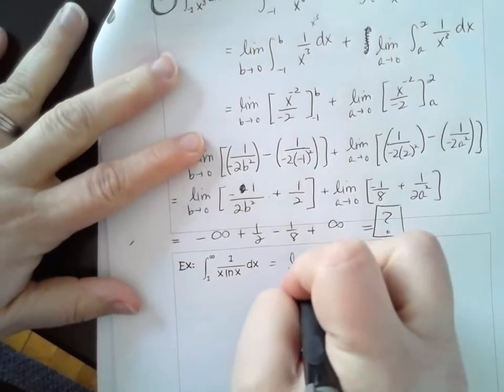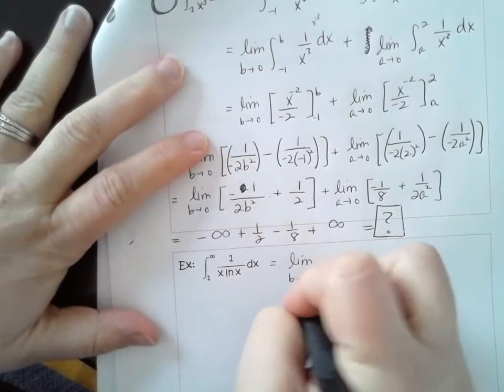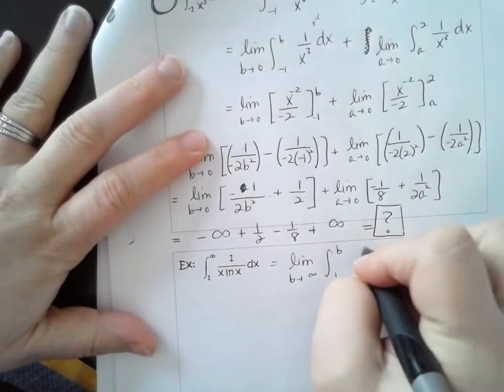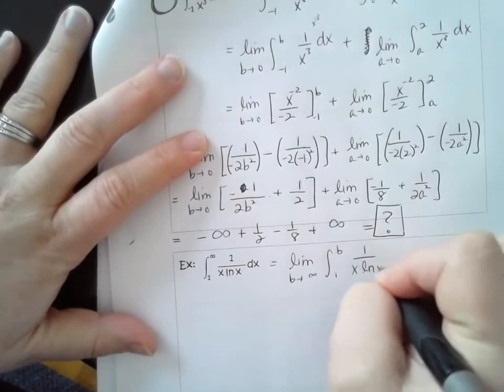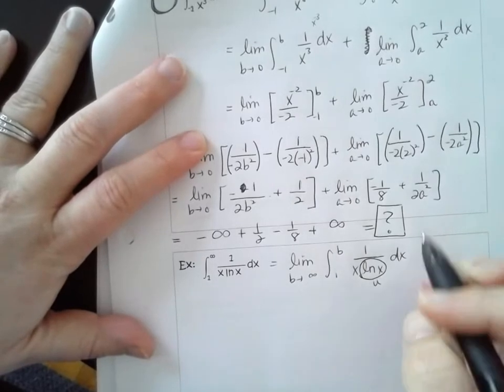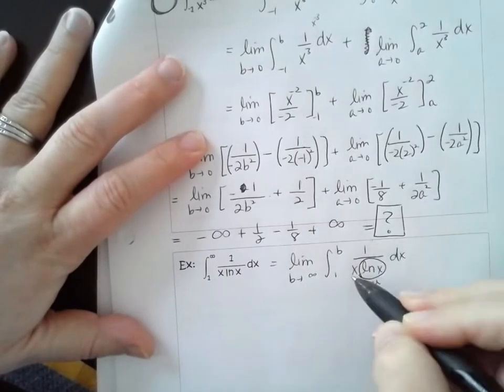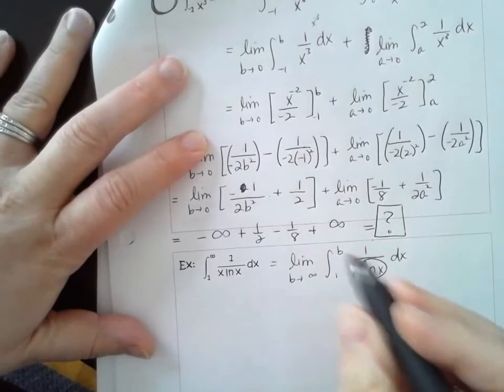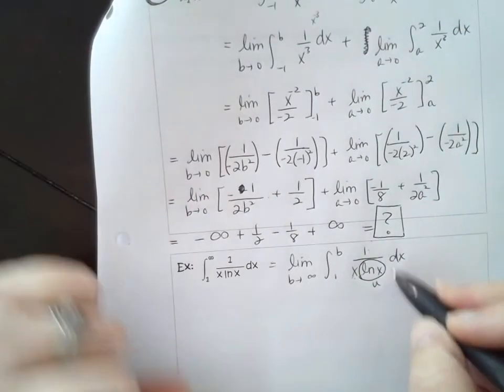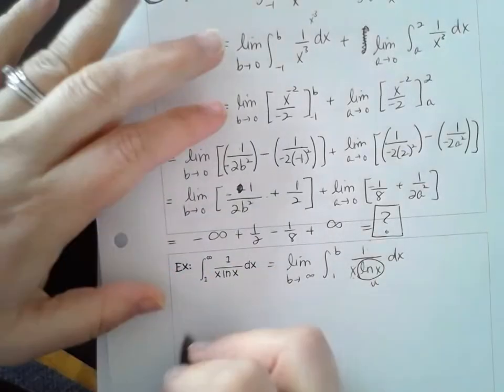I'm going to rewrite that as the limit as b approaches infinity of the integral from 1 to b of 1/x natural log of x. We've seen this a couple times where this has been u and the 1/x has been your du. So this is 1/u du. Okay, I'm not going to write 1/u du because then I'd have to change the bounds.